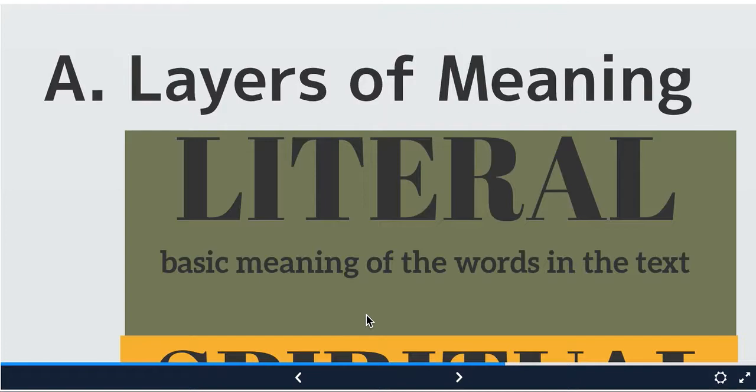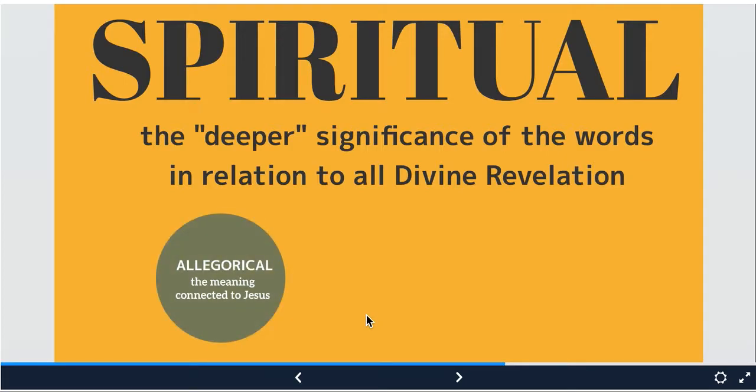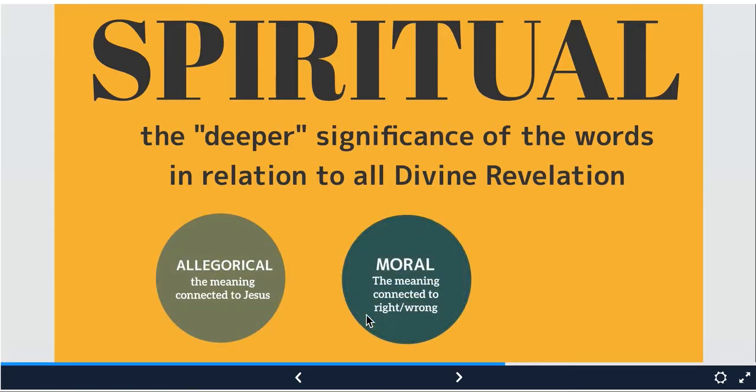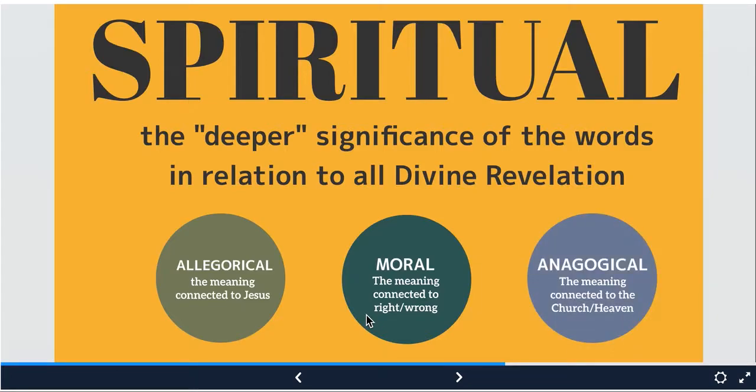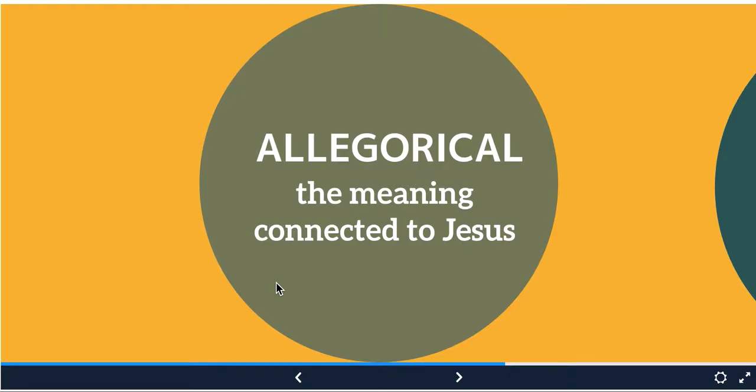That's the literal sense. Then there's the spiritual sense, and this is where it gets fun. The spiritual sense is the deeper significance of the words in relation to all divine revelation. So this is where you get the more symbolic, interconnected, layered meanings. And there are three flavors of spiritual sense. The first is allegorical. The second, moral. The third, anagogical.